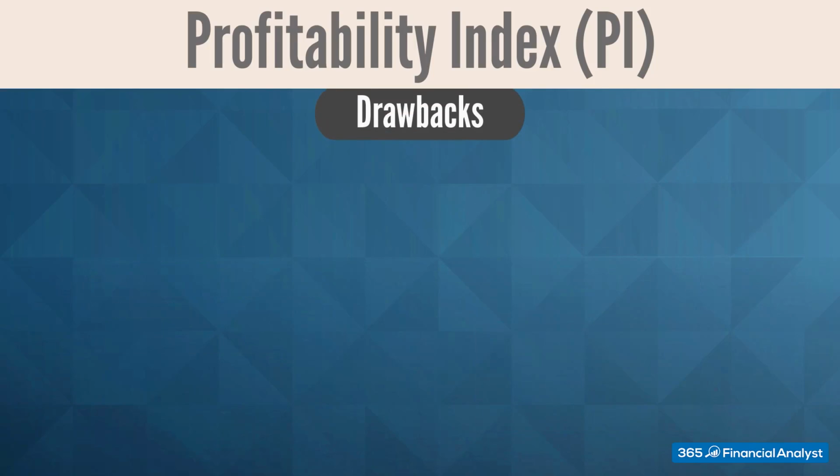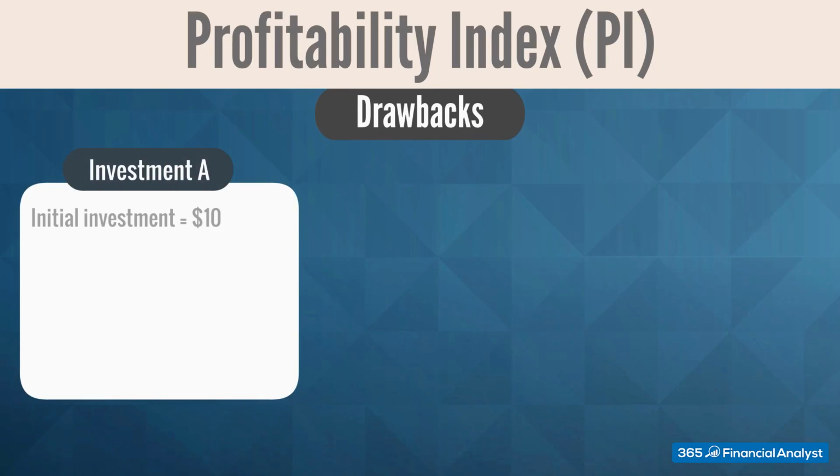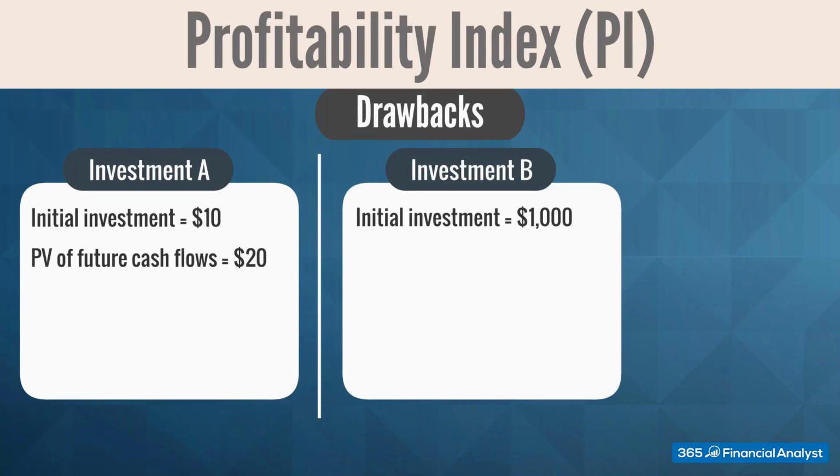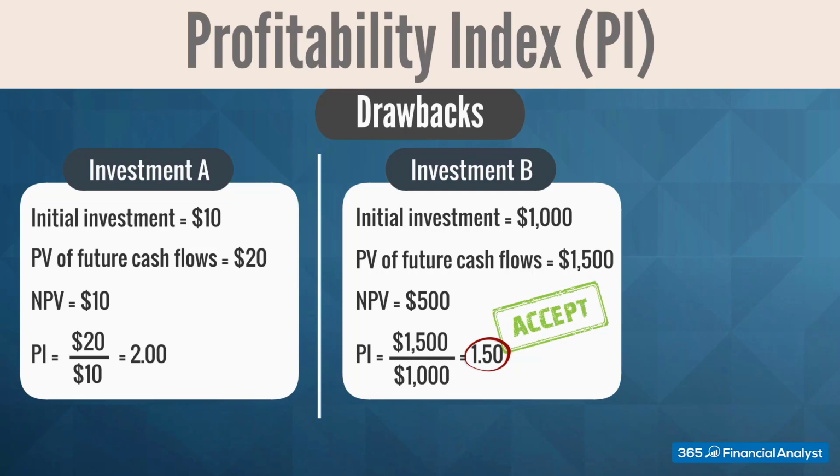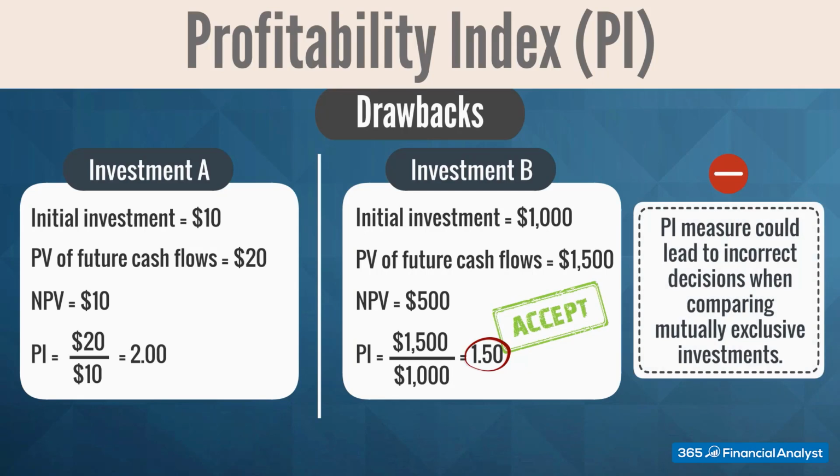Nevertheless, PI has certain drawbacks. Consider an investment that costs $10 and has a $20 present value, and another investment that costs $1,000 with a $1,500 present value. The first one has an NPV of $10 and a PI of 2. The second investment has an NPV of $500 and a PI of 1.50. If these are mutually exclusive investments, then the second one is preferable, even though it has a lower PI. The PI measure can be misleading when used as a standalone investment decision criterion. That's why in reality, it is frequently used in combination with NPV and IRR.